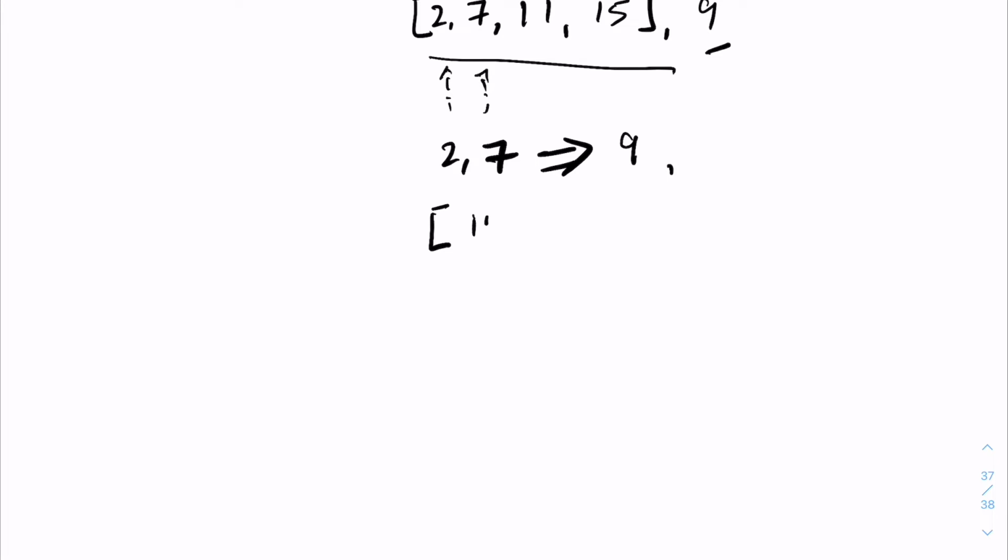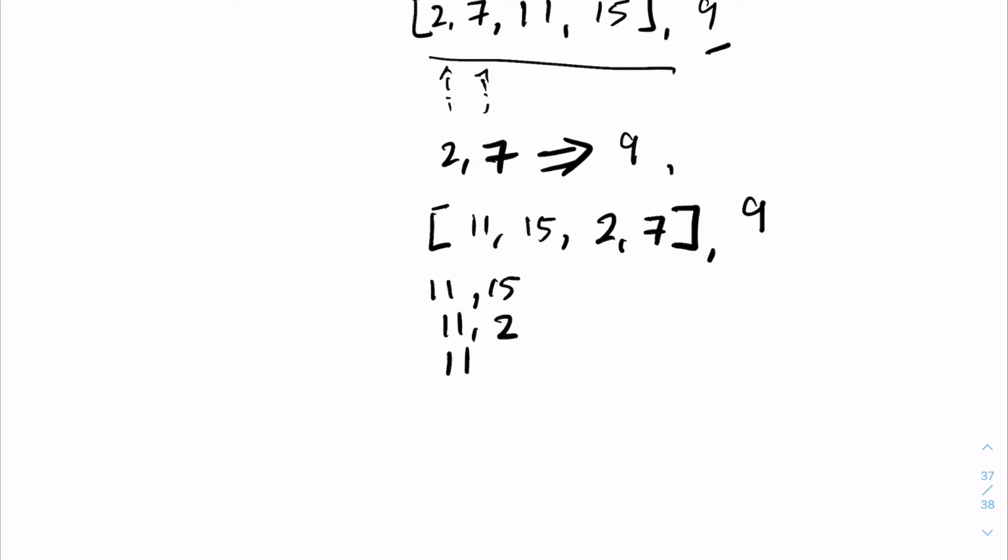However, as you can imagine, we are not always this lucky. So if our array was something like 11, 15, 2, 7 instead, and we have the same target value 9, we'll be comparing 11 with 15, 11 with 2, 11 with 7, 15 with 2, 15 with 7, and finally 2 with 7, and we'll return that.